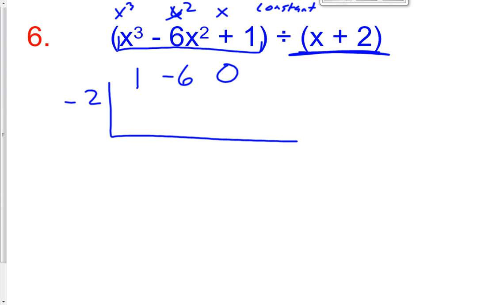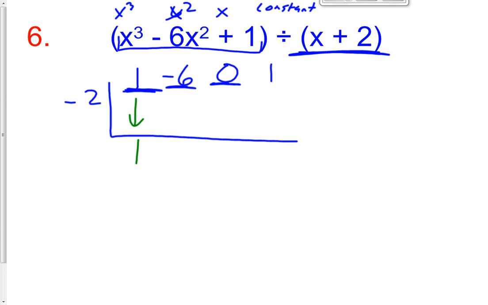And if there are no x's, you need to put a placeholder in of 0 x's. That is extremely, extremely important. It won't work out if you don't put in that placeholder. So 1x cubed, a negative 6x squareds, 0 x's, and a positive 1 for our constant term. There's our coefficients. Now we do our process of bring down the 1, and then multiply and then add.